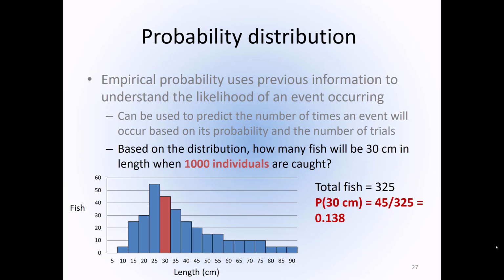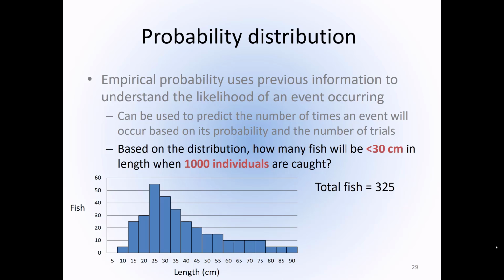Well, we can do this by finding out what the probability is of catching a 30 centimeter fish, similar to the previous example, taking the total number of 30 centimeter fish, dividing it by the total number of fish sampled, and getting our likelihood of catching a fish of this size. In this case, it's 13.8%. We then take that 13.8% and we multiply it by the total number of individuals that we're interested in sampling, in this case 1,000. And in this particular probability distribution, we would say that there's a good likelihood that we're going to have 138 fish that are 30 centimeters in total length when we sample 1,000 individuals.